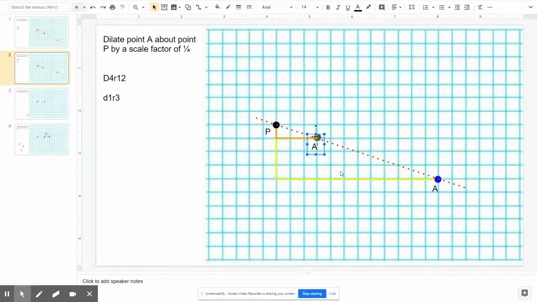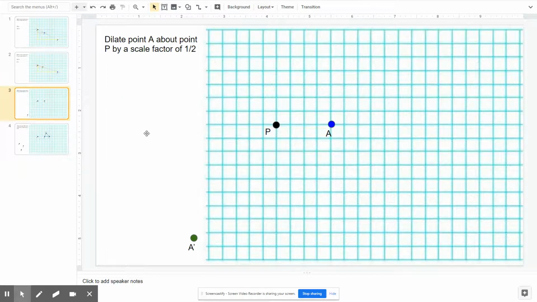And there's my new point. I've dilated by a scale factor of 1/4. And again, you notice, remember, it falls straight on that line. If you've got a straight edge and you're using your computer, you can put a straight edge along there. And if your point doesn't land on that line, you know you haven't gotten it right.